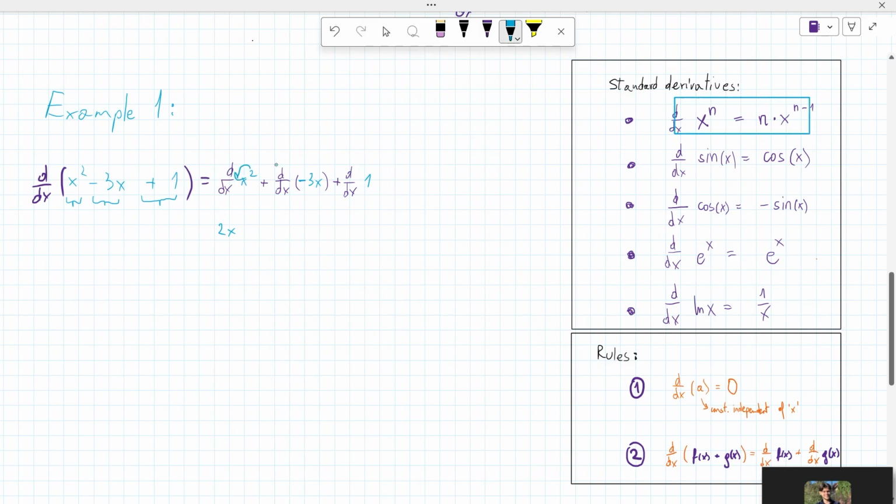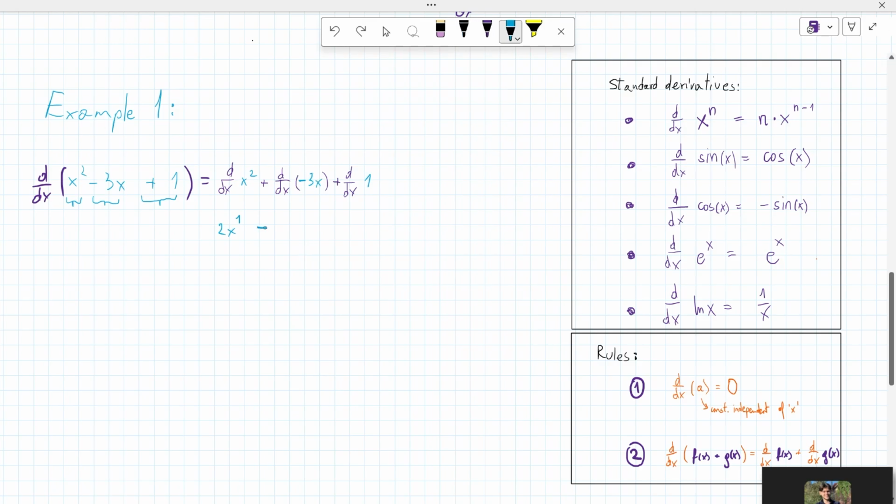The 2 goes to the front and the exponent goes down by 1. So instead of being x squared, it is now x to the power of 1. So you have 2 times x to the power of 1, which is just 2x. What's happening here? Look, I explicitly said that I'm adding another derivative, and the derivative that I'm adding is the derivative of negative 3x. Again, let's say that the function here is x to the power of 1, and this is just a constant that is standing in front of it.